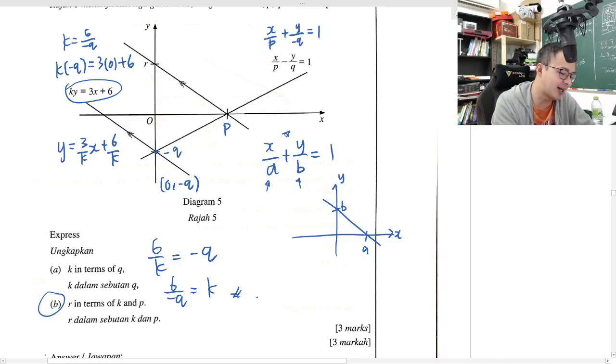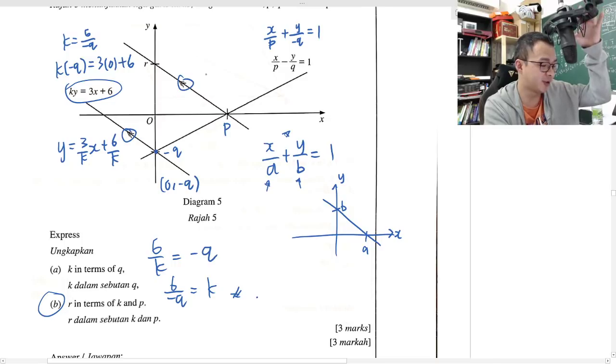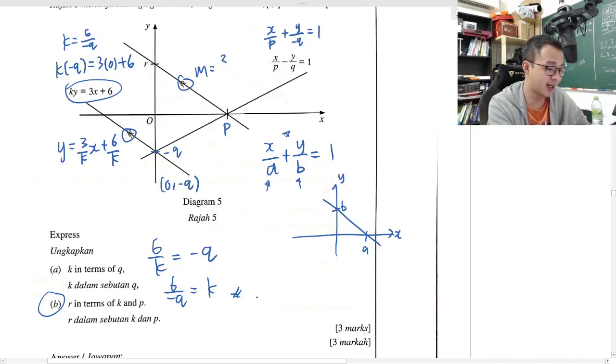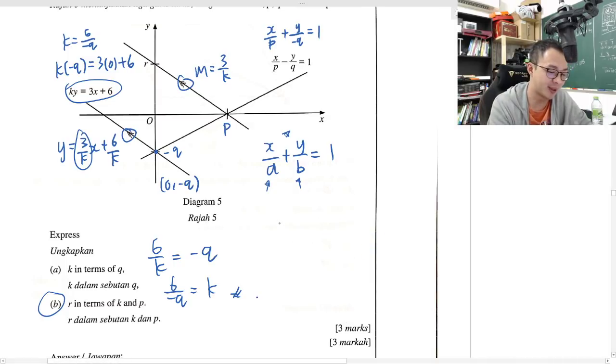And the next one, they ask about r in terms of k and p. My r is over here. It's the c for this line. Because I see the parallel symbol, it means both of them will have the same gradient. The gradient over here will be 3 over k, isn't it? Because m will be 3 over k. So therefore, I can form the equation easily by doing y equals mx plus c. So my y equals m, my x is just x, plus c. My c will be r.